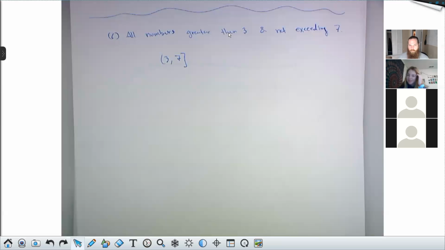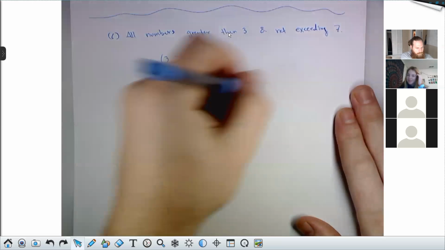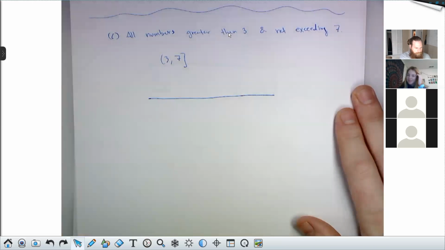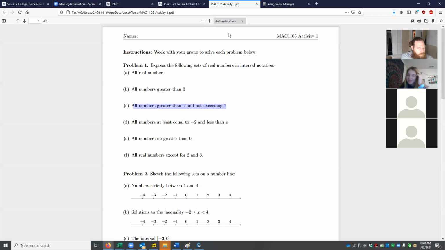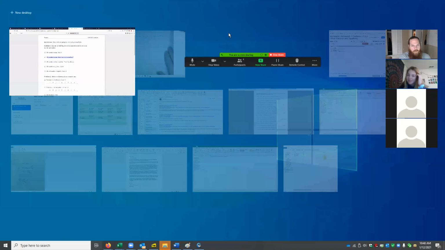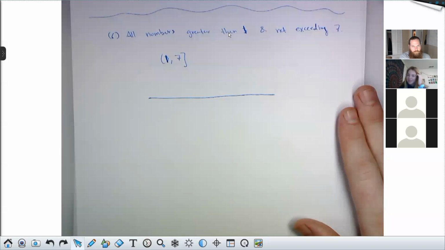So he got it because, let's see. You use the parentheses when the numbers are not included, and the brackets when they are included. So it says it has to be greater than 1. Oh, sorry, I wrote down the wrong thing there. Yeah, so they have to be greater than 1. And then when it says not exceeding 7, that means 7 is included.